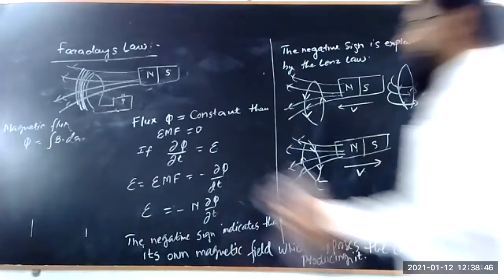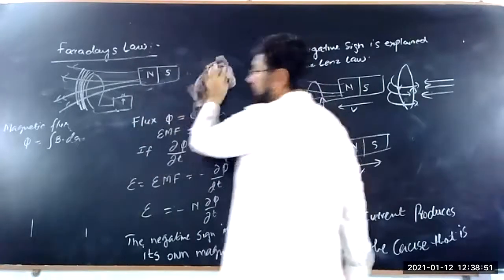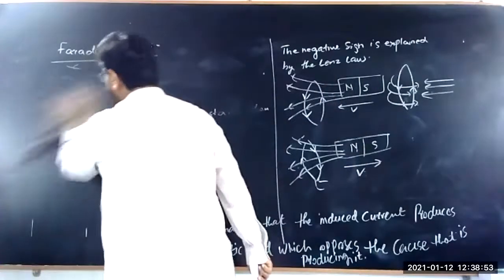Now again, we are discussing, instead of this permanent magnet, if we have two coils, one is called the primary coil and the other is called the secondary coil.